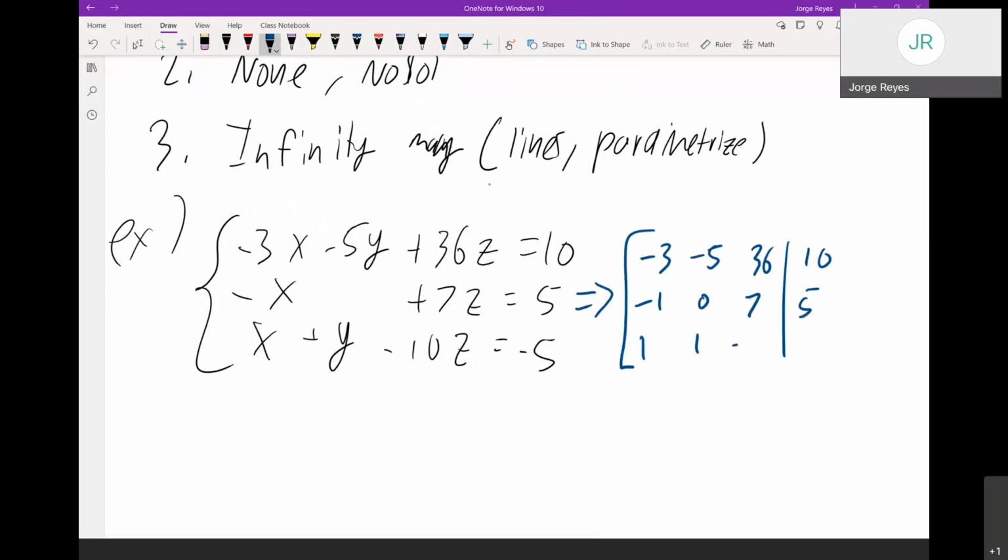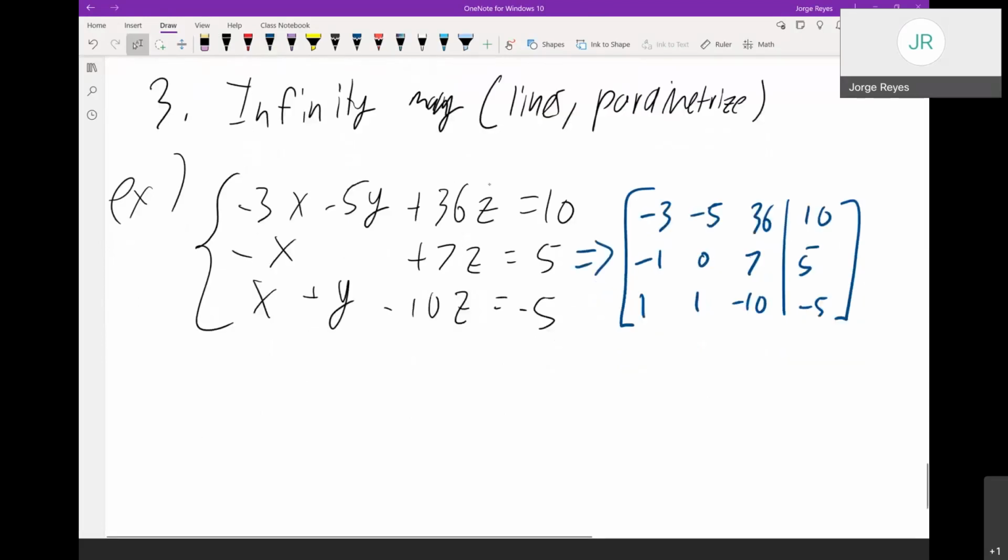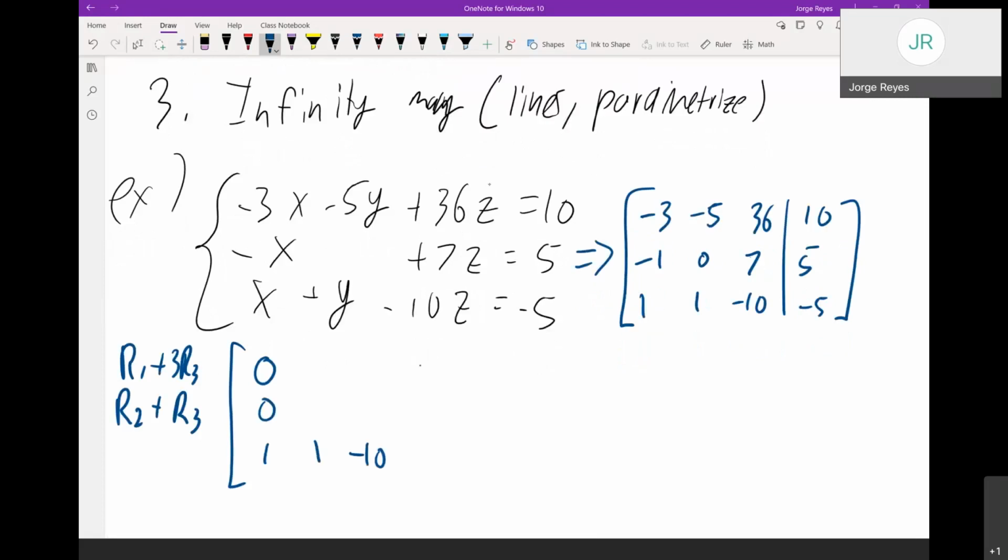One, 10. Okay. I'm actually gonna. What am I gonna do? I'm gonna do row 1 plus 3, row 3, and row 2 plus row 3. Okay, so I'm gonna get 0, 0, 1 actually. And then I'm just gonna swap row 3 and row 1. Okay. So let's see what happens.